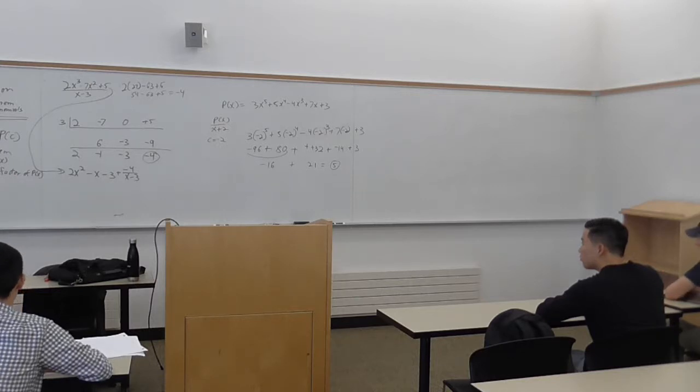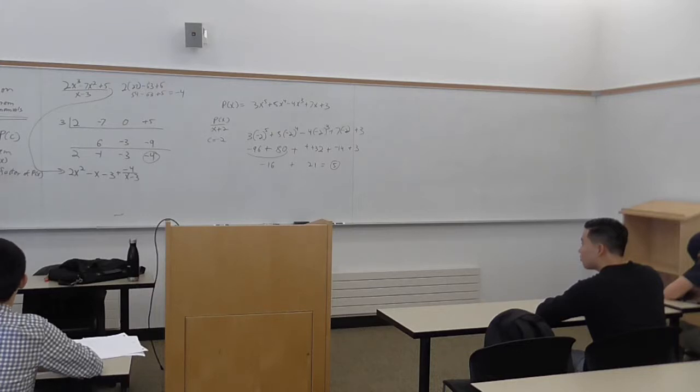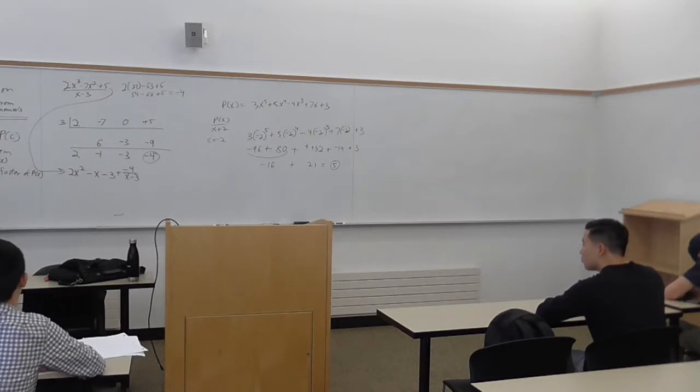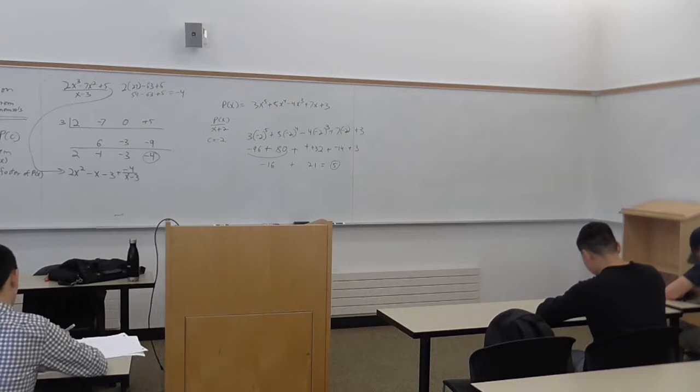Break this down a little. c is a zero of p of x. That means you plug c in and you get 0, right? x minus c is a factor of p of x. That means you divide by x minus c and you don't get a remainder. Right? It's one of the factors.